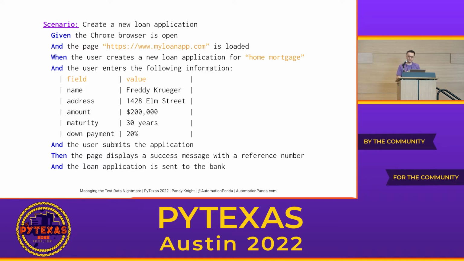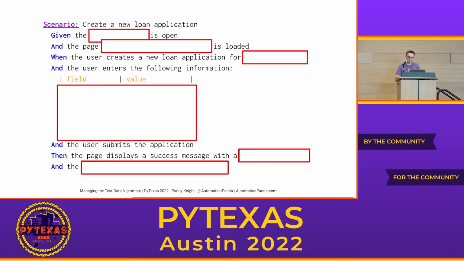There are many test data points in this short scenario. Most apparently, all the user's personal info, the type of loan. There's also the record of the loan application sent to the bank, and the reference number shown to the user. Furthermore, that URL is configuration info, and the browser type is a test input. Test data is everywhere in this short, simple scenario. The data is inextricable from the test. Without specific data, this test would be meaningless.